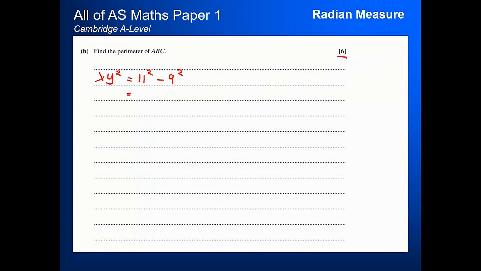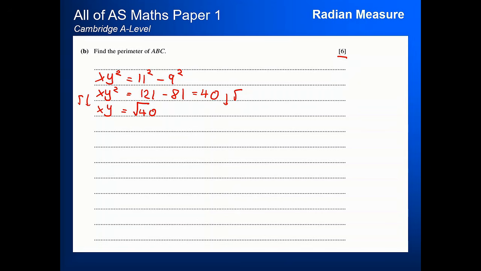And if we work through this, 11 squared is 121, 9 squared is equal to 81, and then if we take this away we get 40. So if we actually want to work out XY itself, what do we do to both sides? Well, we need to square root on both sides. So this length here is equal to the square root of 40.